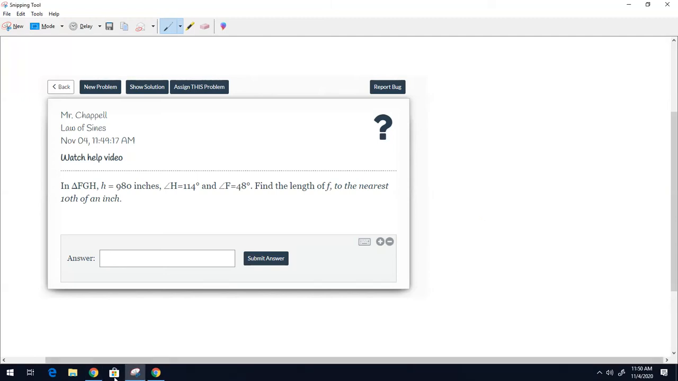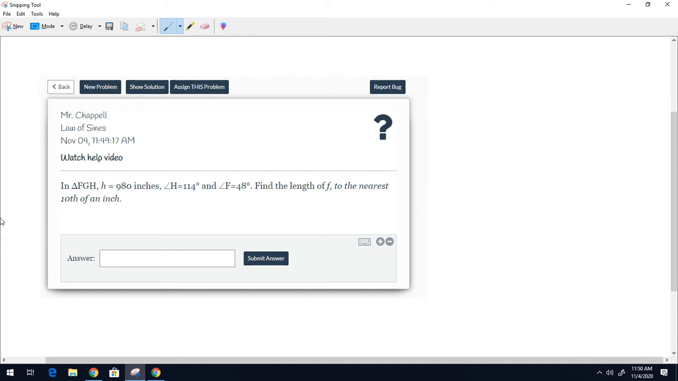Okay, so here's our first problem. It says in triangle FGH, h is 980 inches. Angle H is 114 degrees and angle F is 48 degrees. Find the length of f to the nearest tenth of an inch.